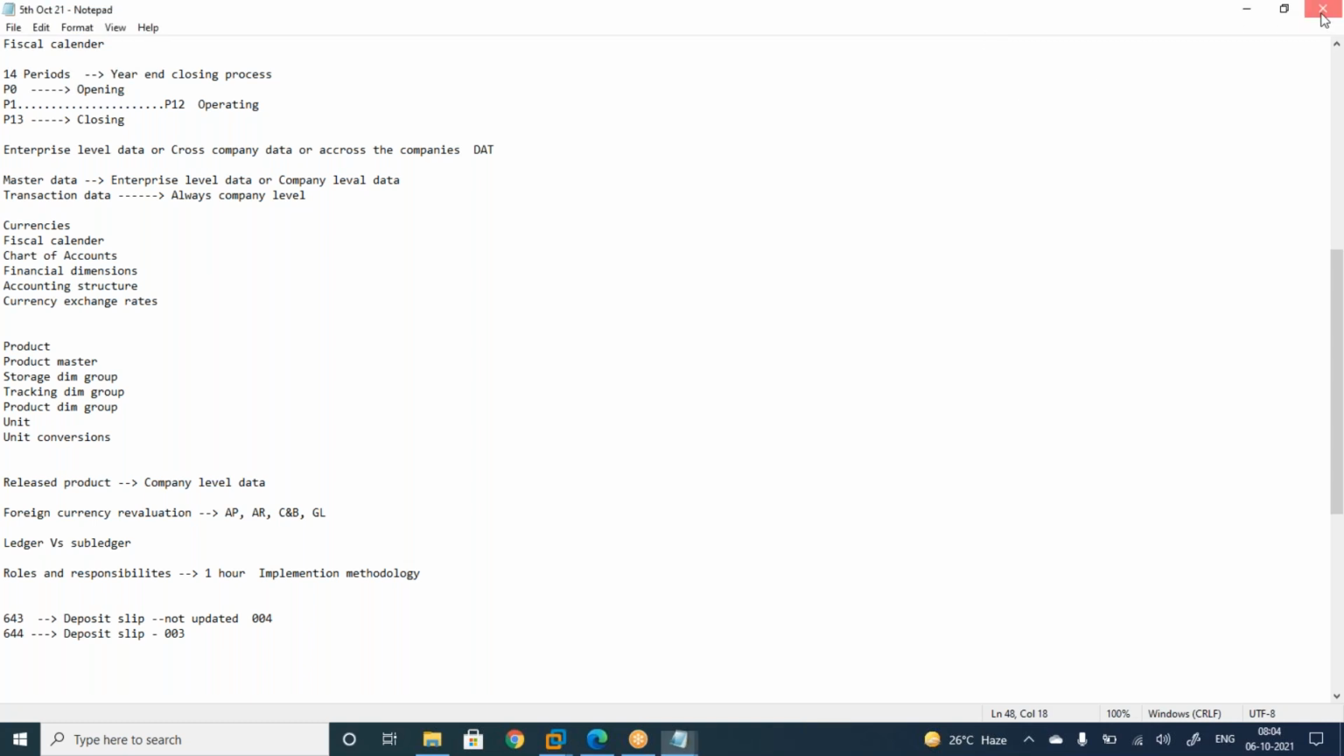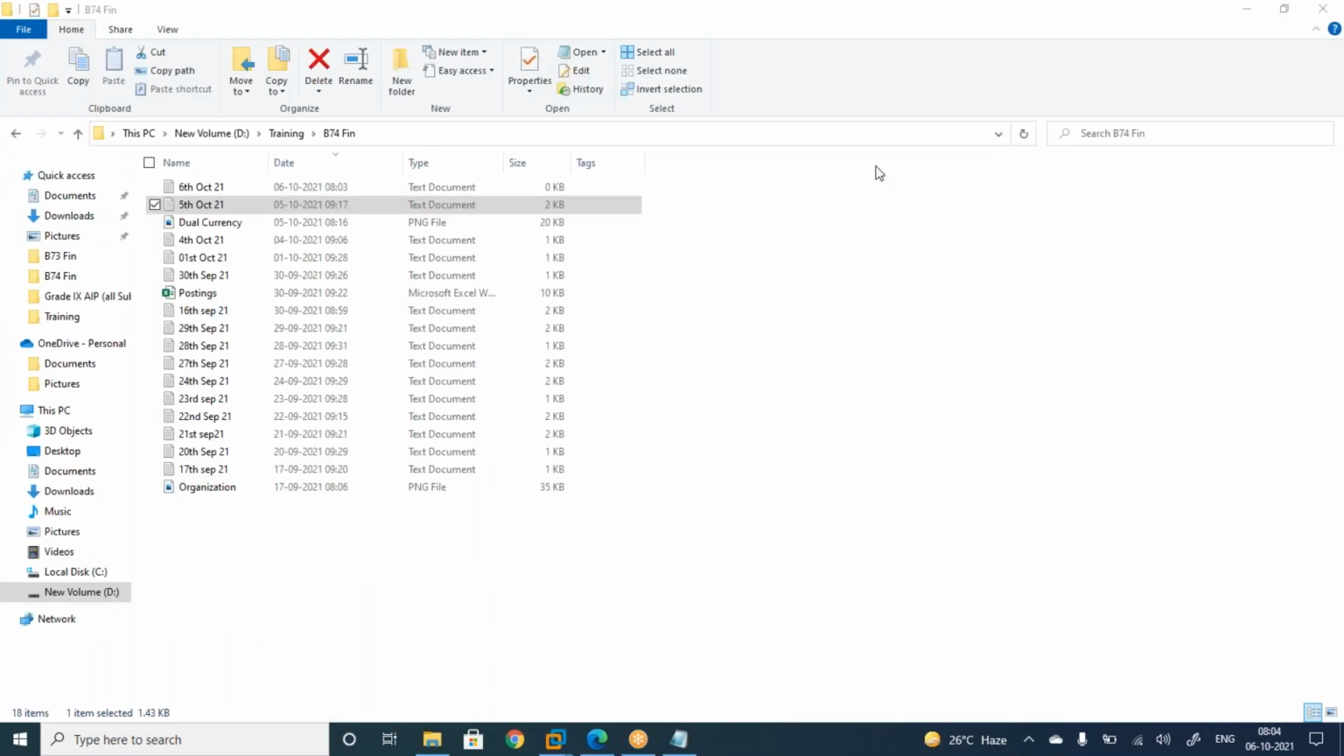Okay. Now, yesterday I told you about one more topic, the ledger subledger concept. This is one of the ERP concepts. Let me explain this ledger subledger concept. Fine. Now, suppose we take the example of a customer.